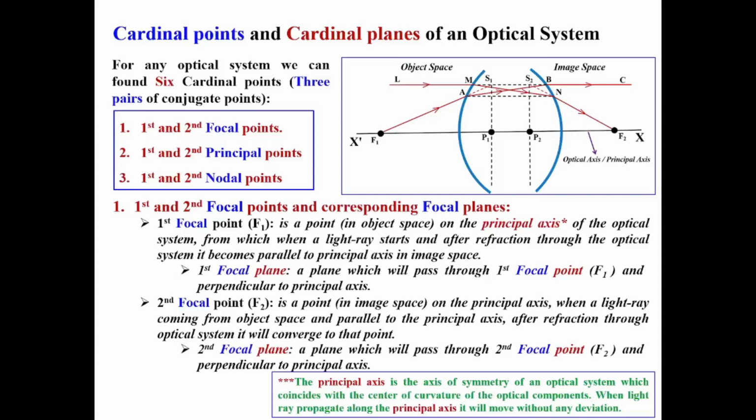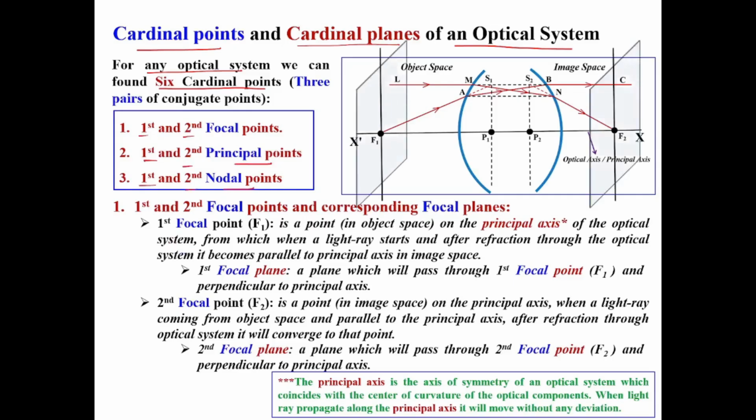Okay, hello everyone. In our last class, we discussed in general the cardinal points and cardinal planes of an optical system. For any optical system, we can find 6 cardinal points: the first and second focal points, the first and second principal points, and the first and second nodal points. We discussed them in detail in our last class.